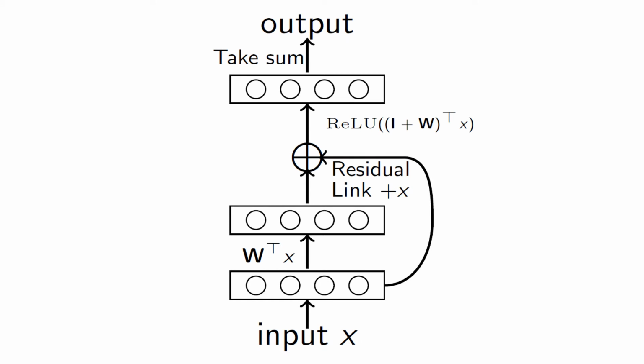What we did is we add a residual link into this network, which means the input of ReLU becomes the identity matrix plus W matrix transpose X. Essentially, what we did is shifting the W matrix by identity. By doing so, we showed that the optimization becomes significantly easier.